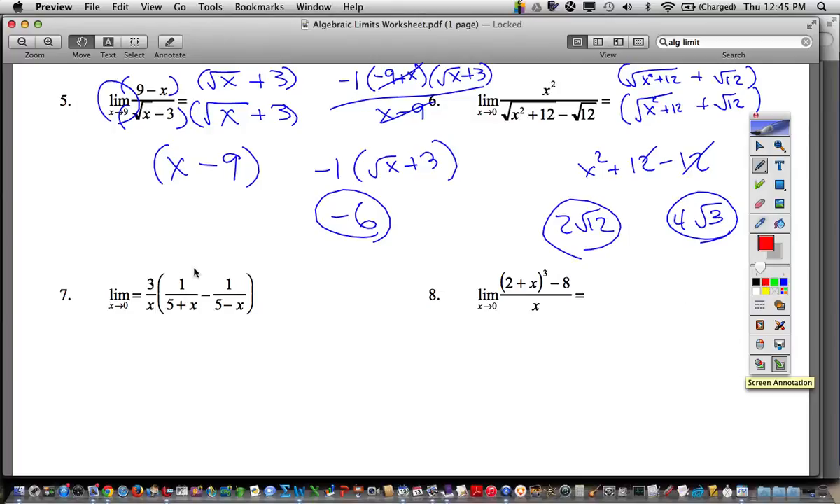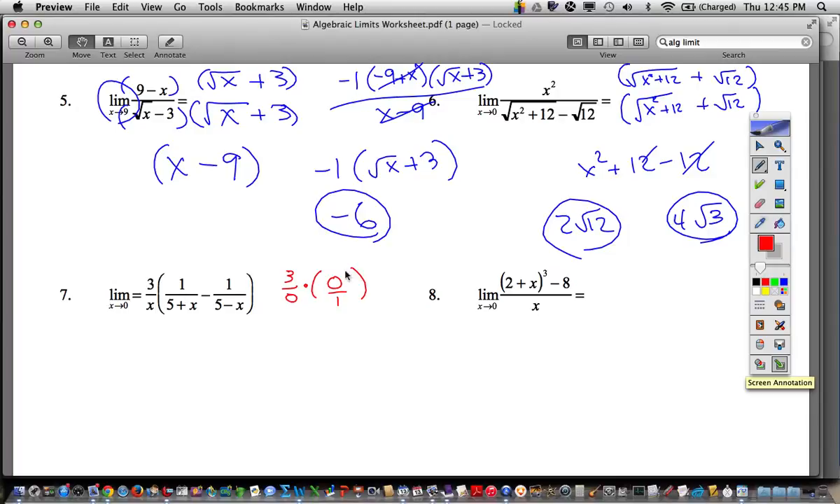This is a bow tie. Common denominator. Now, the only thing I would say about this one is when you substitute, it's not real obvious at first that it's 0 over 0. So if I put a 0 in for x, I get 3 over 0, which we know is bad. And then if I put a 0 in here, I get 1/5 minus 1/5, which is 0. But now think about this.